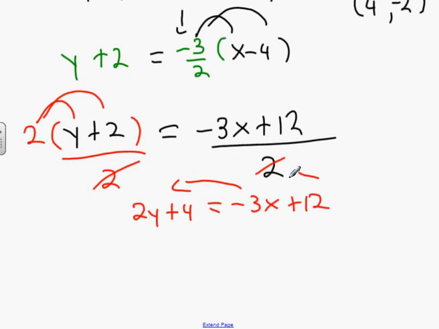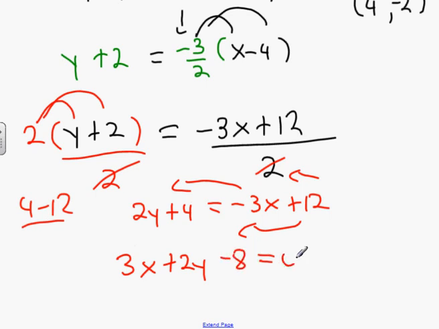After that? We'll do it this way this time because I like to have a positive x. I like x to be positive all the time, as do most examiners, okay? Move the 3x over this side and we get plus 3x plus 2y. And that's when 12 comes over to the 4. 4 minus 12. And there you go.